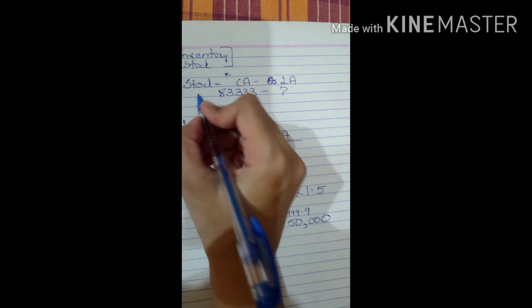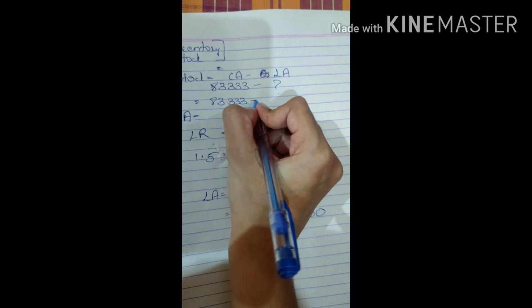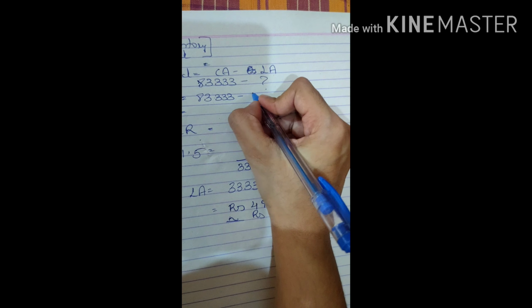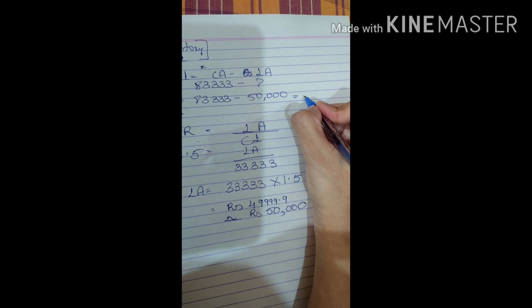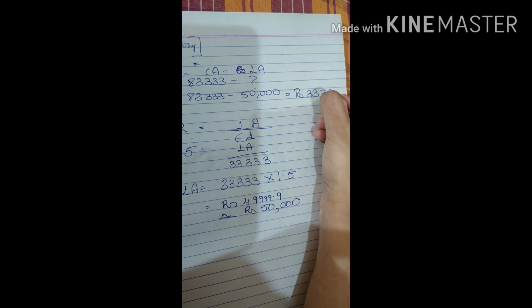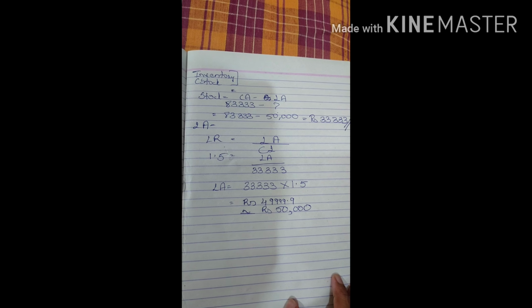So our inventory or stock will be 83,333, that is current asset, minus liquid asset. Liquid asset is somewhere around 50,000. So our inventory or stock amount will be 33,333. So this will end your second sum.